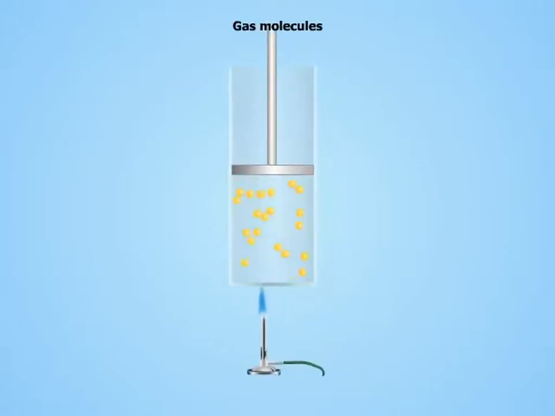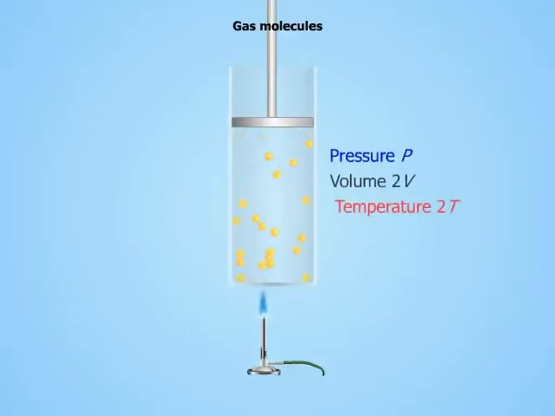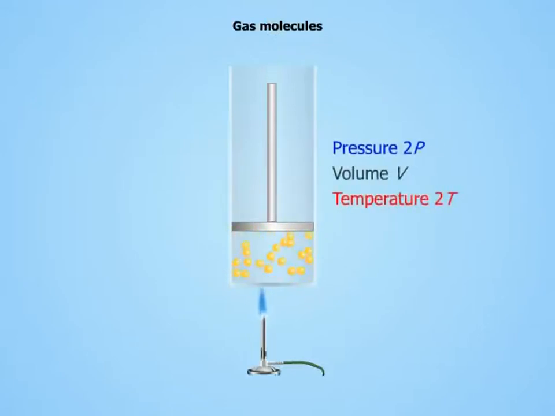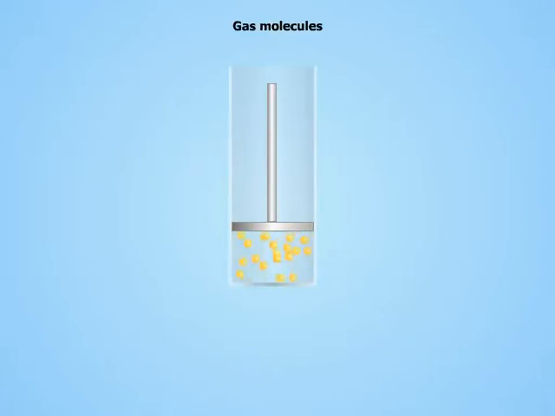As the temperature increases, so does the average kinetic energy of the molecules. As the molecules move faster, they collide into the piston harder and more often, causing the volume to expand. As the pressure increases, the volume decreases. As the temperature decreases, the volume contracts.